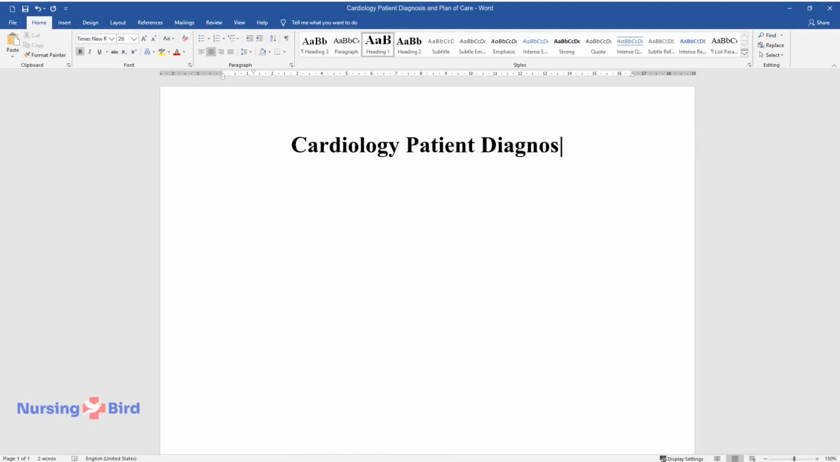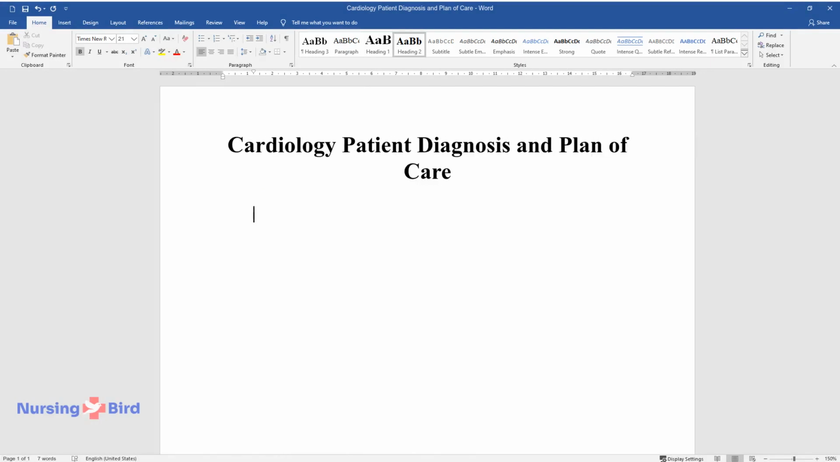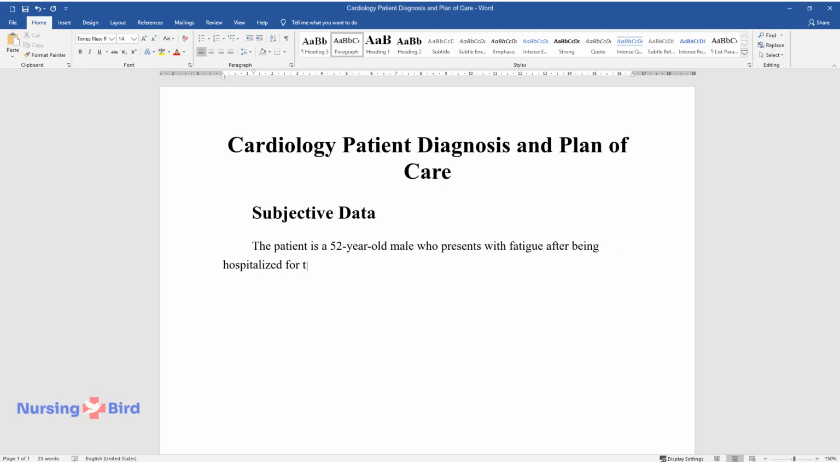Cardiology patient diagnosis and plan of care. Subjective data. The patient is a 52-year-old male who presents with fatigue after being hospitalized for 2 weeks for stent placement. Chief complaint: the patient states that his heart has been racing.